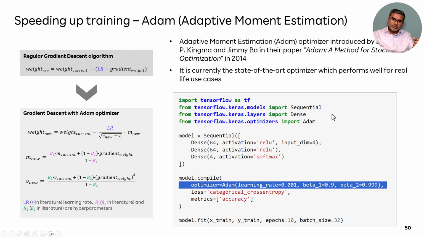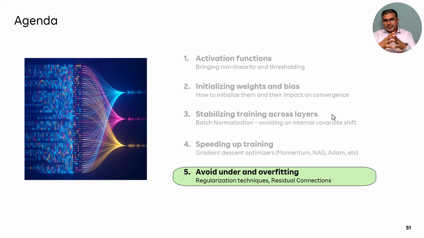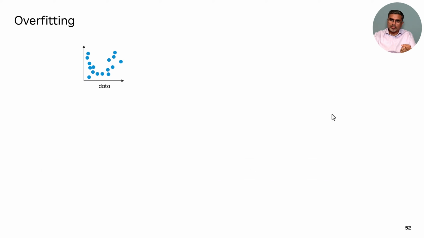Okay. All right. Now let's look at the last part of our session today, which is how do you avoid overfitting? Before we get into the techniques of how to avoid it, we need to understand what problem you're solving. Now, let's say the data looks like this. You have some data and you're trying to build a neural network that can identify a pattern like this.